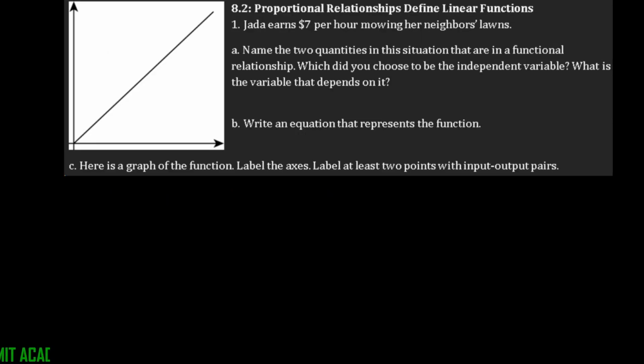Then on the next part, we're talking about proportional relationships that define linear functions. Anytime you see that word linear, make sure you're just thinking it's a straight line. The first one says Jada earns $7 per hour mowing her neighbor's lawns. We have to name the two quantities in this situation that are a functional relationship. Which did you choose to be the independent variable, and which did you choose to be the dependent variable?